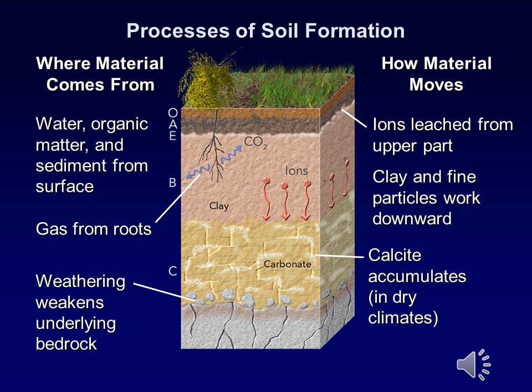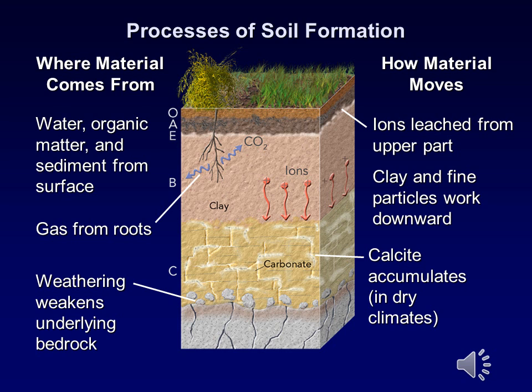When we look at processes of soil formation, we have two main things going on. We have the origin of the material, where material comes from, and we have the mechanism for movement, so how material moves. Looking at where material comes from, water, organic matter, and sediment from the surface are closest to the surface. They're in the upper horizons. As we move down to the lower horizons, we're looking at gas that's being given off by plant roots, and furthest down we're looking at weathering that is weakening underlying bedrock.